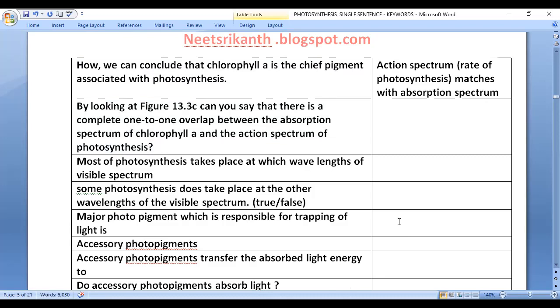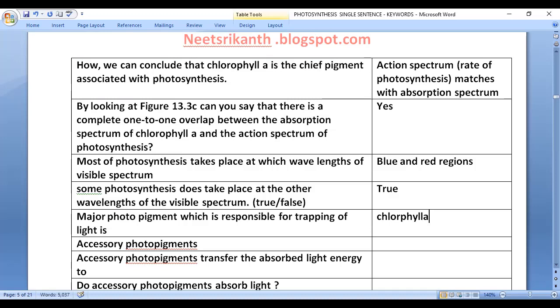By looking at figure 13.3c, can you say that there is a complete one-to-one overlap between the absorption spectrum of chlorophyll A and the action spectrum of photosynthesis? Yes. Most of photosynthesis takes place at which wavelengths of the visible spectrum? Blue and red regions. Some photosynthesis does take place at the other wavelengths of the visible spectrum. True or false? True.